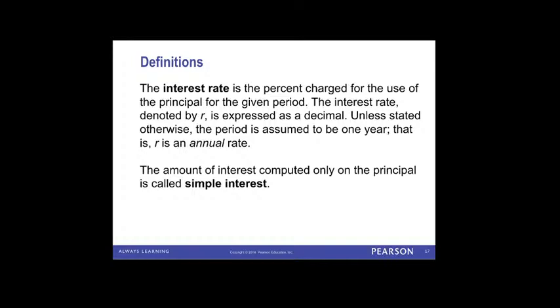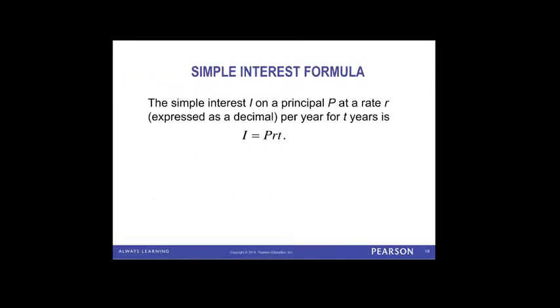Okay, so the amount of interest computed only on the principal is called simple interest. That was what you saw me do with the Infinite Scholarship. So the simple interest formula: the simple interest I earned on the principal P at a rate R, expressed as a decimal per year, for T years is this. Given some account where the initial deposit is your principal, P, the annual rate of growth, R, and the time in years, T, this is how you calculate simple interest, the interest earned on an account with those conditions.